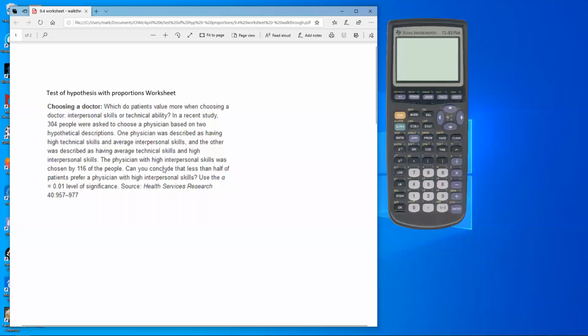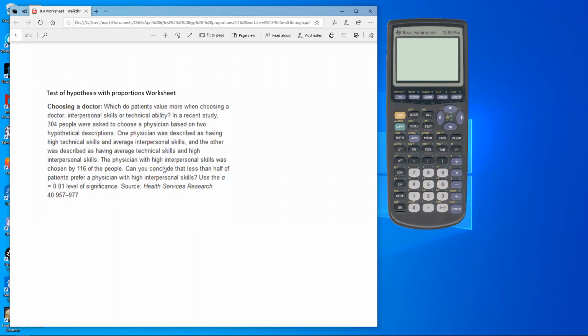All right, this is a walkthrough for the test of hypothesis worksheet. So again, if you're in my class, I urge you to try this and get stuck somewhere before you've taken a peek, or maybe you can finish it before you peek to see if you get it right. But you learn more by doing it on your own first, okay? But I'm not judging either, so I'll never know.